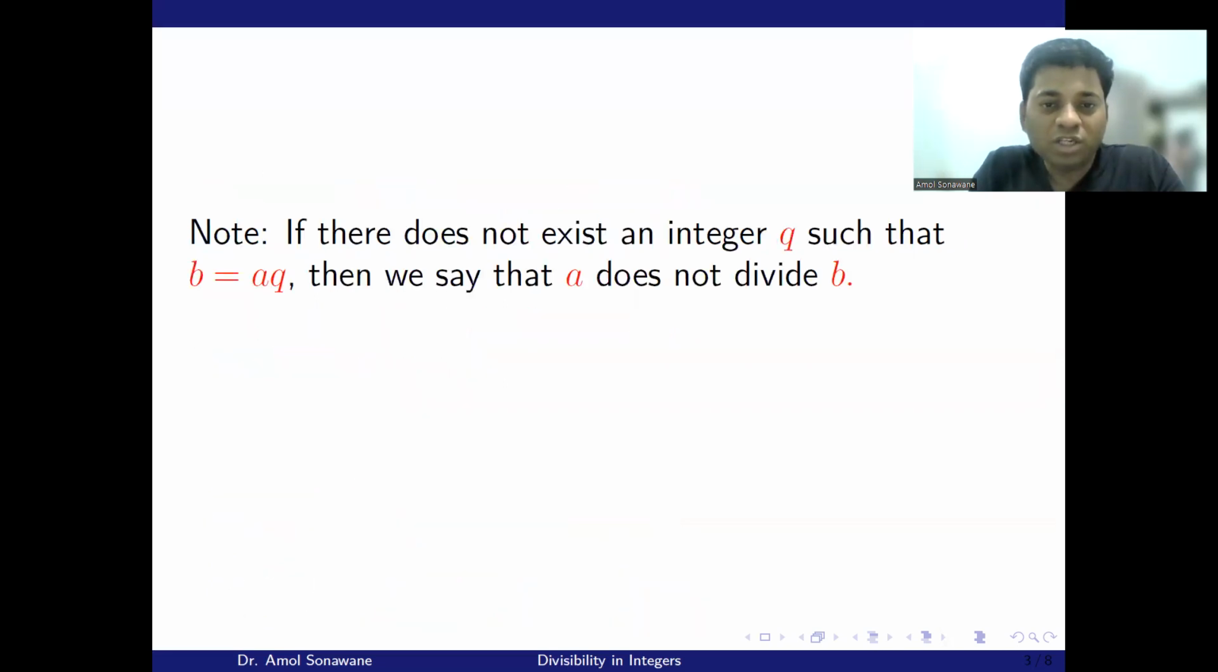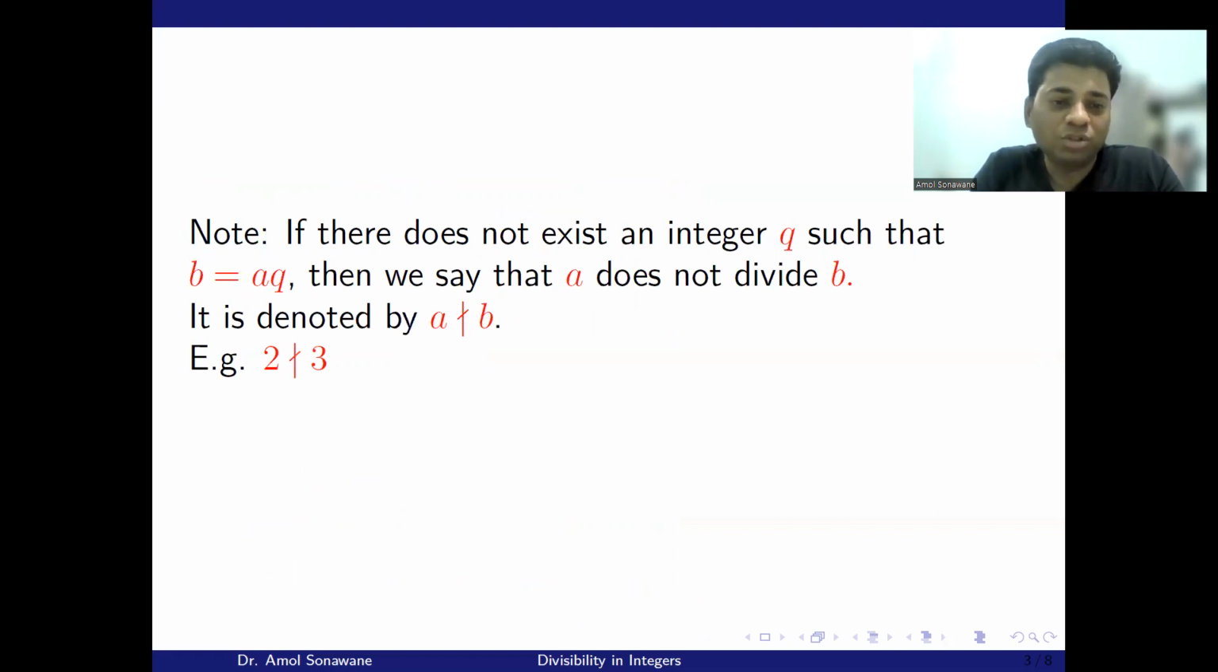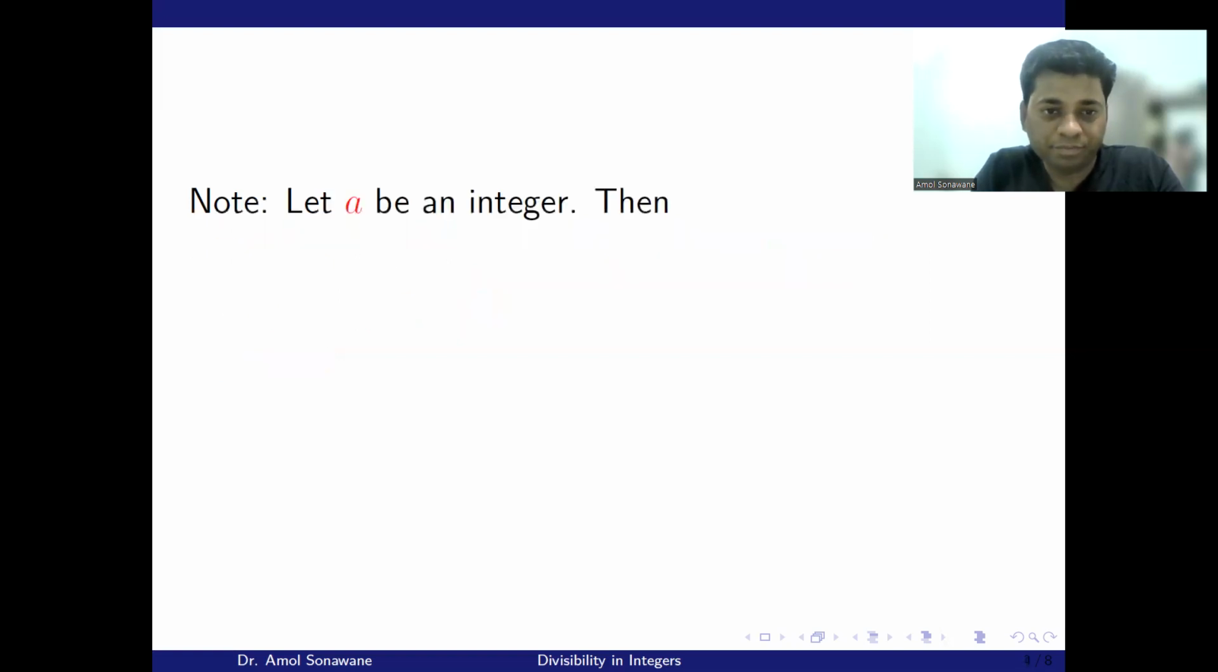And if there does not exist such an integer q such that b is equal to aq, then we say that a does not divide b, and it is denoted by the symbol a vertical line with a cross, b, means a does not divide b. For example, 2 does not divide 3, since we don't have an integer such that 3 is equal to 2 times that integer, so 2 does not divide 3. Okay, let's see some properties.